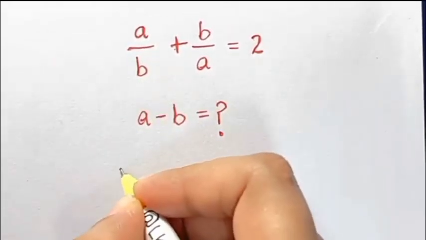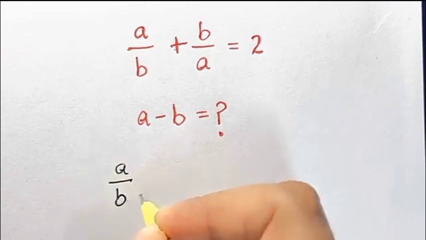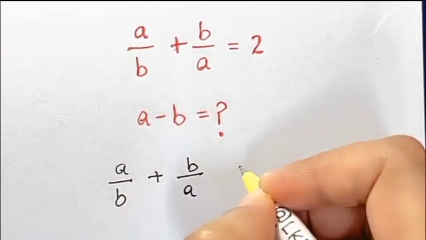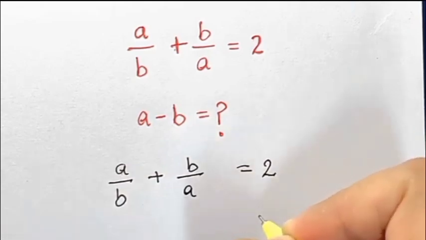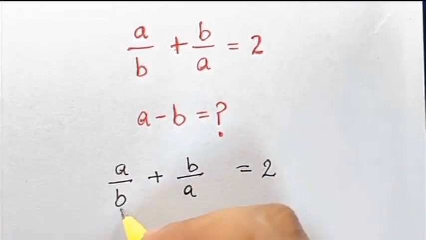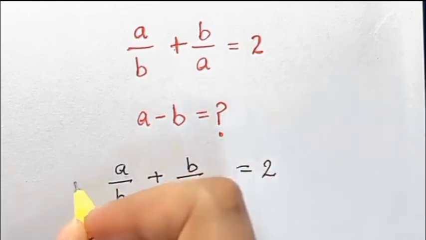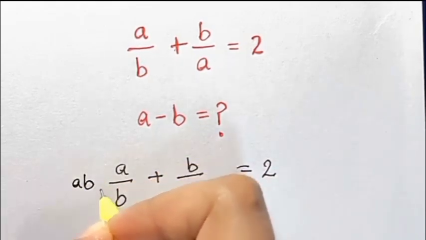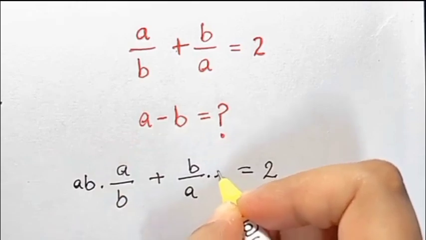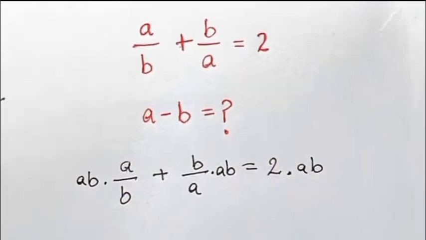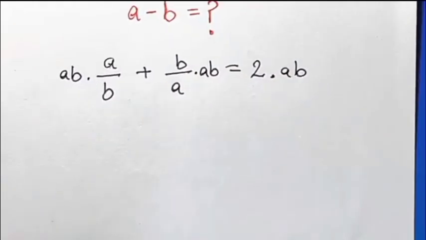We have a over b plus b over a, which is equal to 2. So here I have the denominators a and b. If I take out the least common multiple, let me multiply it with ab, and here as well ab, and here as well ab. So what happens when I do that?